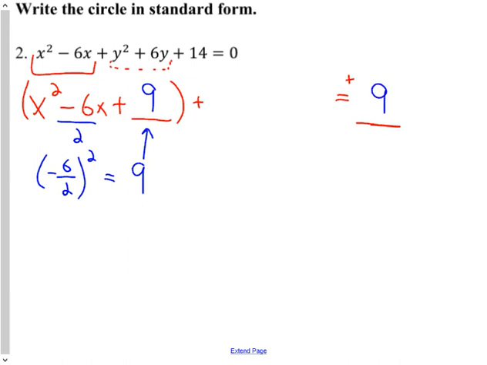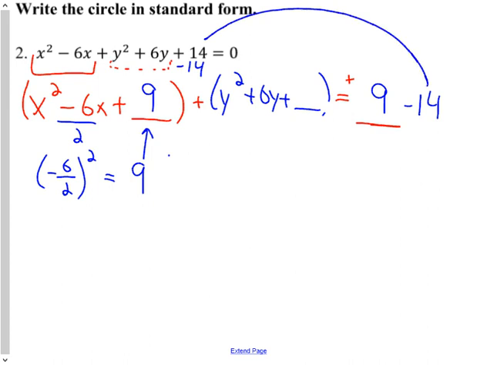Next, we need to do the same process with the y squared plus 6y plus blank to both sides. Now I kind of ran out of space for my 14, so we're going to bring the minus 14 from the original equation over there. Now completing the square on this side, we've got half of 6, which is 3. 3 squared will be again 9, and we're adding 9 again.